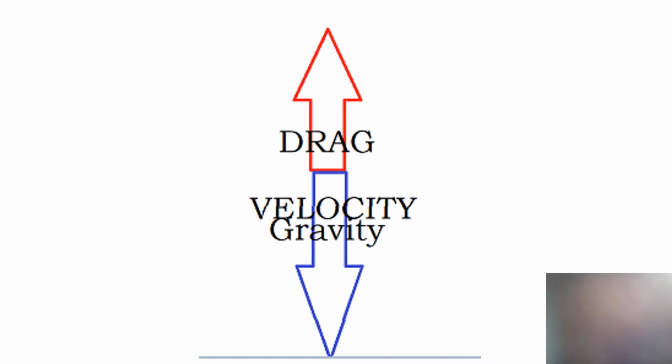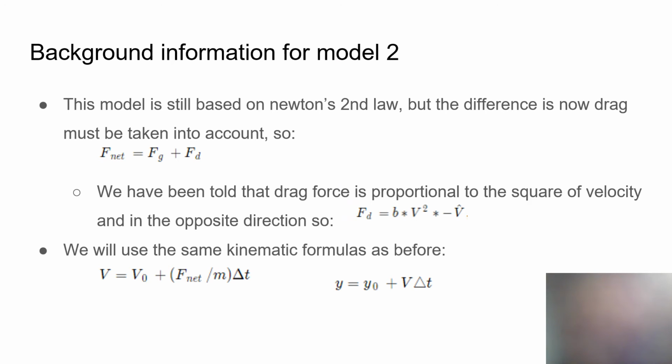I made this to illustrate that drag is in the opposite direction of velocity and gravity, which is why in Model 2 the force will not be constant, because the force of drag is in the opposite direction of gravity, so it'll be slowly eating away at it. Model 2 is still based on Newton's second law, but it involves drag and gravity, so Fnet is now the force of gravity plus the force of drag.